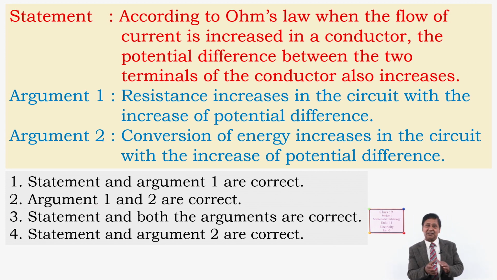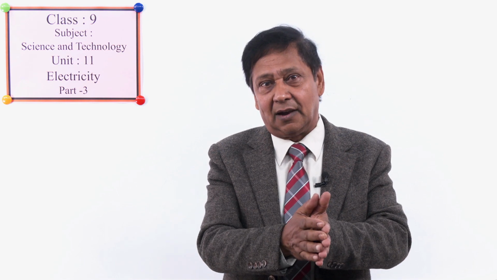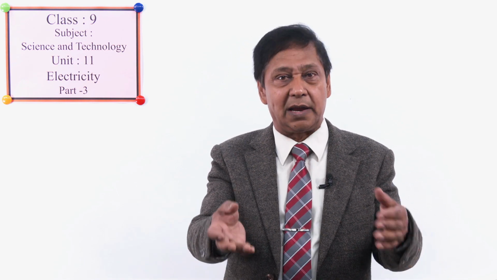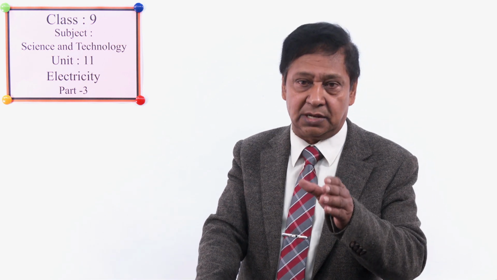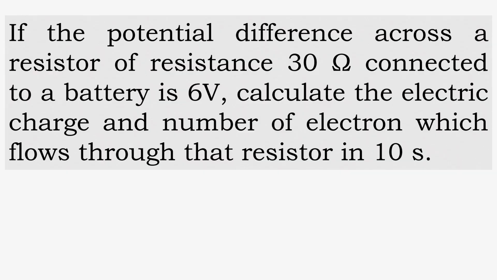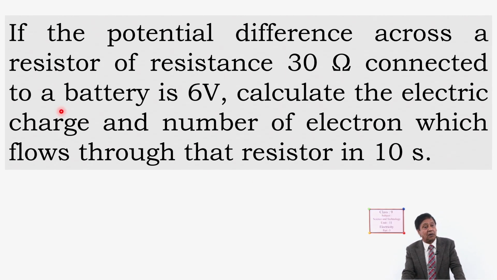Okay, now after this question we have to go through a numerical problem also. After all, we got a formula, an equation V equals IR. Why don't we use this to solve a numerical problem? This is also an important part of this electricity chapter. That's why I want to present one question, a numerical problem. If the potential difference across a resistor of resistance 30 ohm connected to a battery is 6 volt, calculate the electric charge and number of electrons which flow through the resistor in 10 seconds.